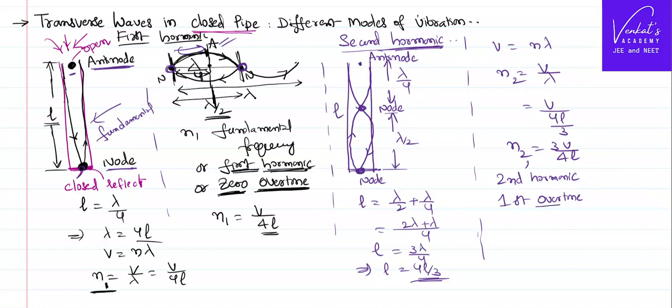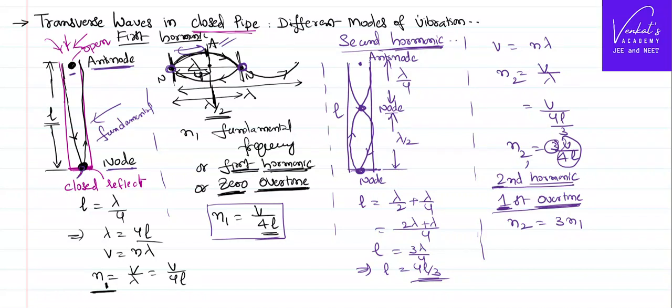As I told you, overtone is an exaggerated way of saying it. Whenever you say overtone, to make it equivalent of harmonic, you have to reduce the number of harmonic by 1. So second harmonic becomes first overtone. But if you notice a little carefully, you got N1 equal to V by 4L, whereas N2 equal to 3 into V by 4L. So I can write N2 as 3N1, that is second harmonic.